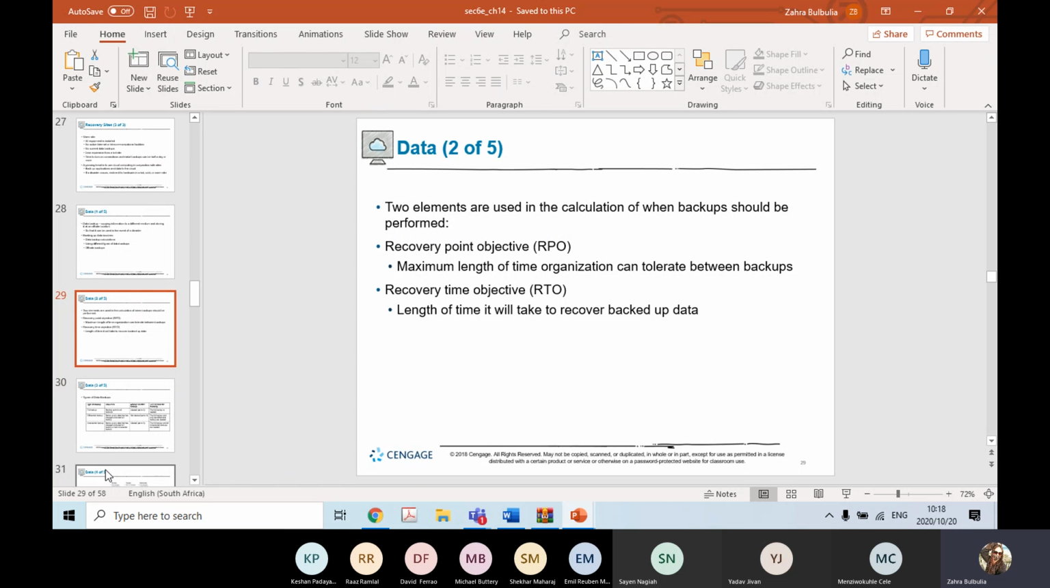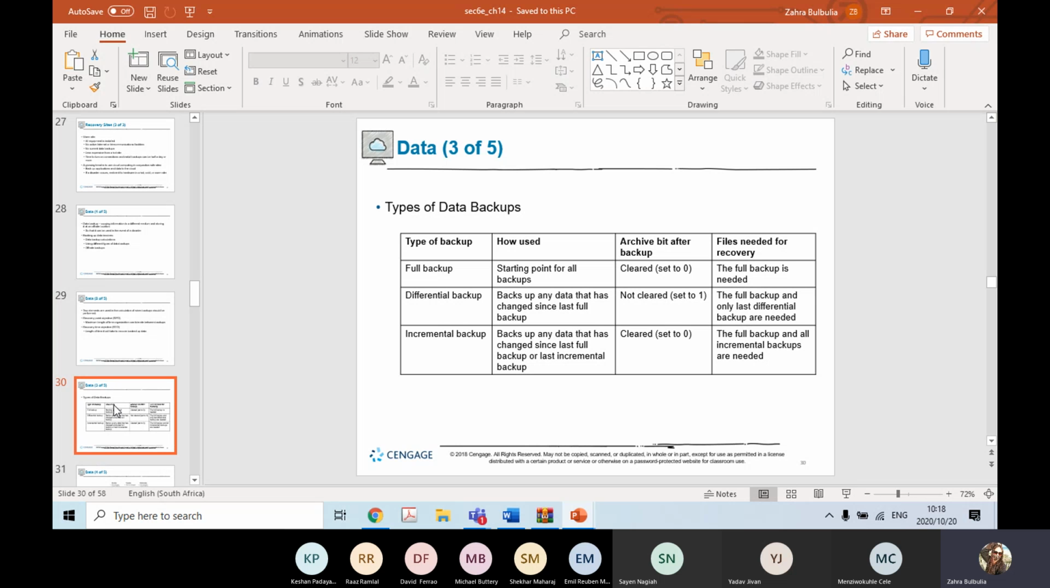So two elements are used in the calculation of when backups should be performed, and these are recovery point objective and recovery time objective. Recovery point objective is the maximum length of time organizations can tolerate between backups, and recovery time objective is the length of time it will take to recover the backed up data, which they wonderfully have in this diagram here. There are full backups, differential backups, and incremental backups.